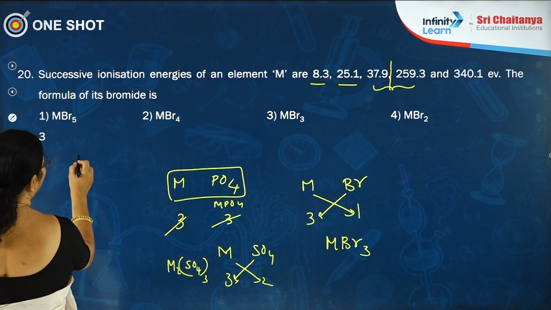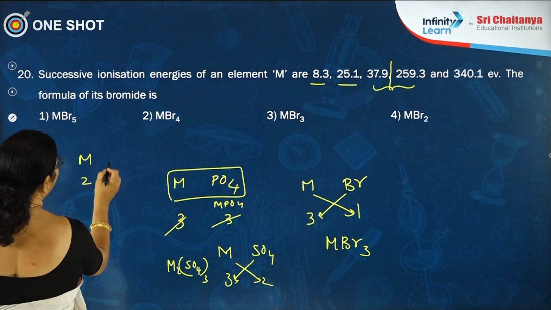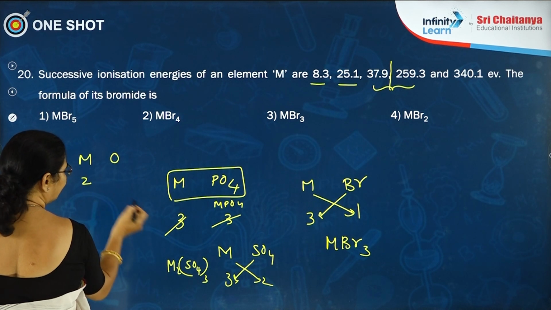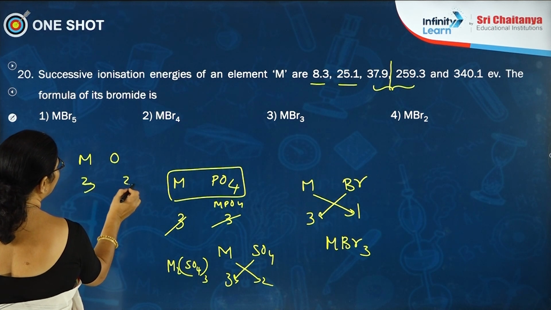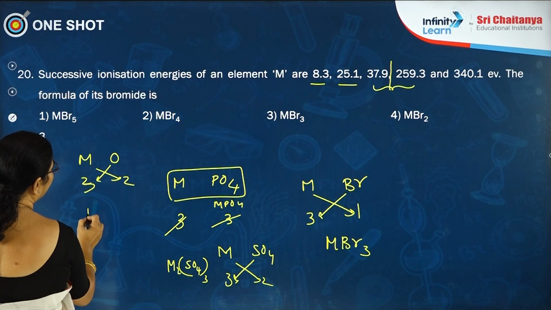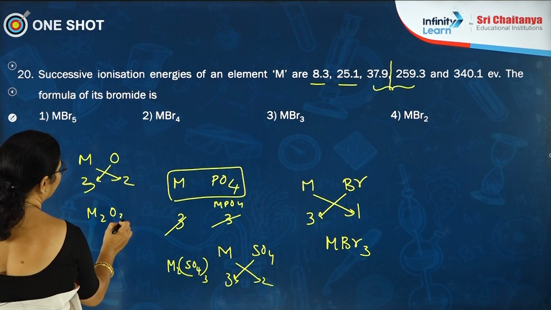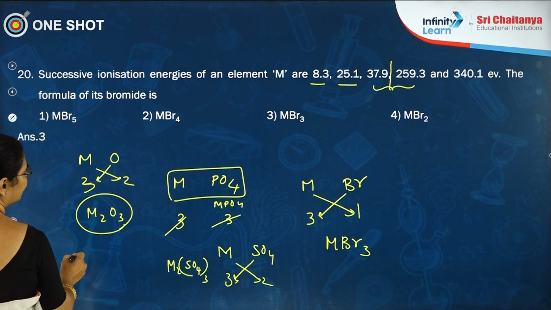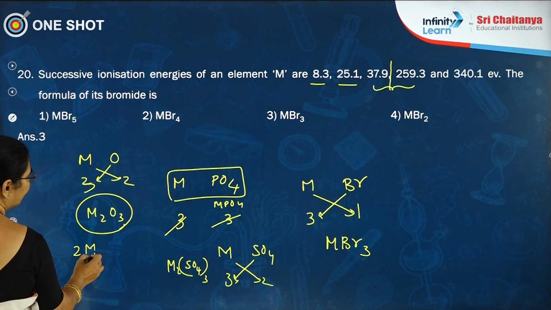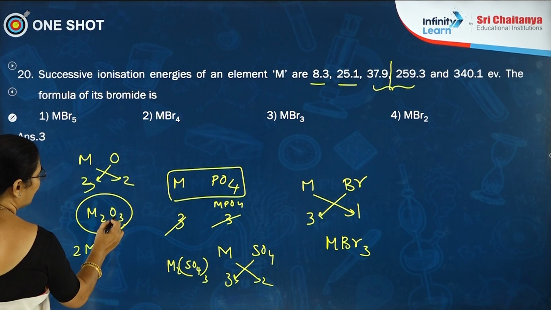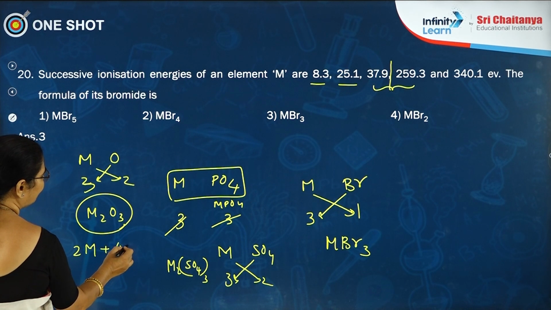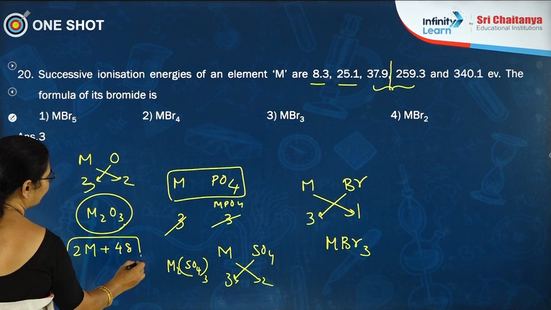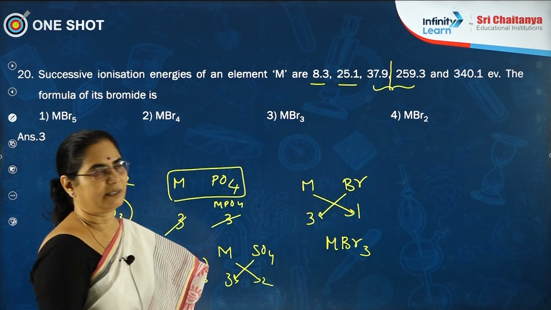Suppose the metal valency is 2 and oxygen's valency is 3, the same thing we will take. Oxygen is 2, crisscross: M2O3. What is the molecular weight of this? As we do not know the metal, we will take it as 2m. Oxygen weight 16, times 3 is 48. So 2m plus 48 is the molecular weight of its oxide.